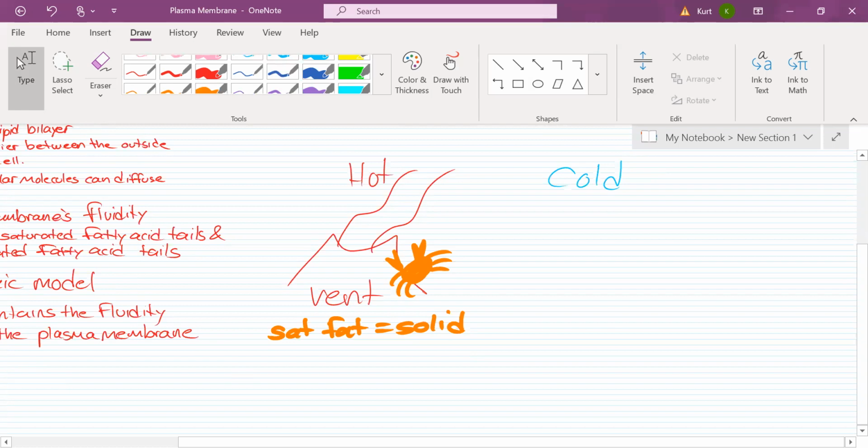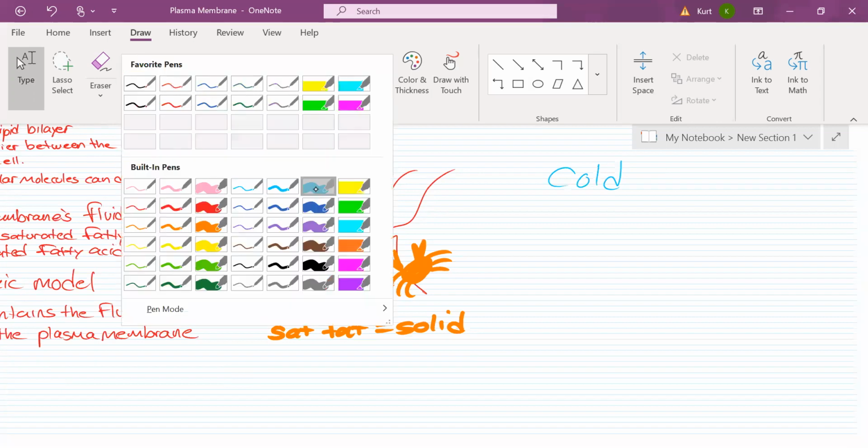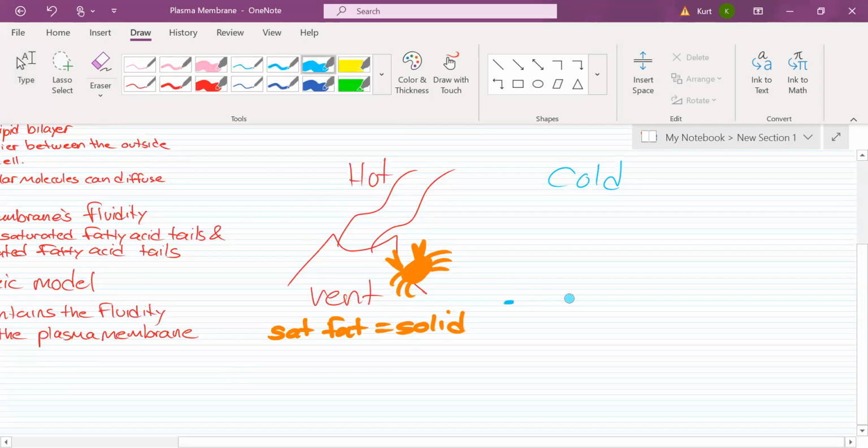So to resist liquefying, which is going from solid to liquid, this crab has a chemical structure built into it that is solid, that resists being liquefied. And that would be saturated fat. Are there any questions about how that would work? So let's do the opposite of that. This other crab is on the bottom of the ocean, like near where the Titanic sank, in or near the Arctic Circle.